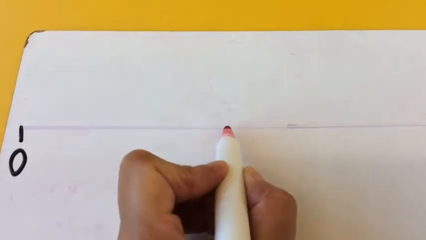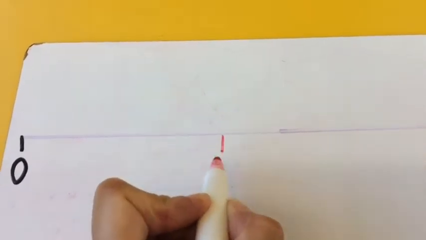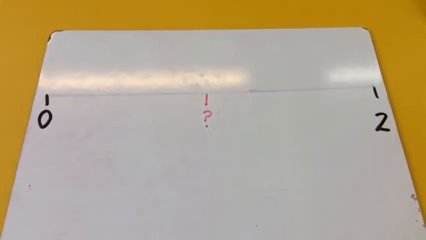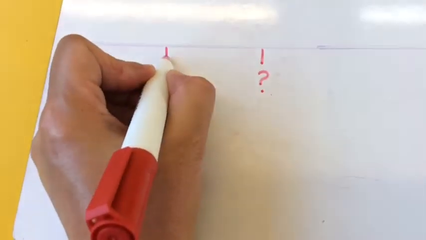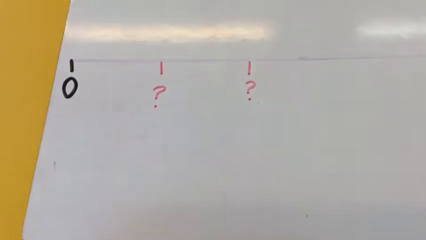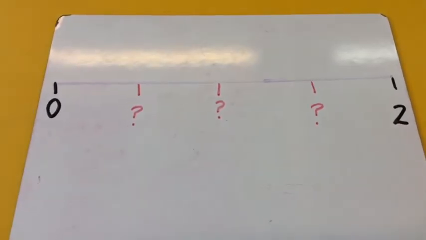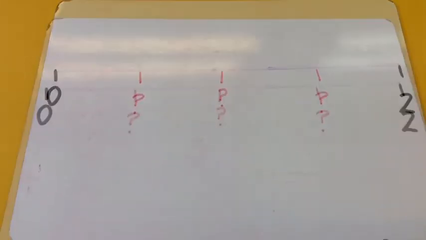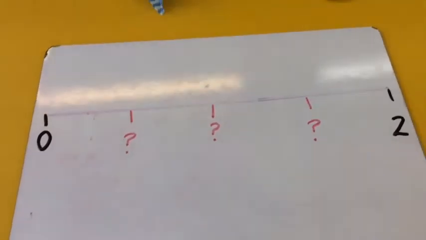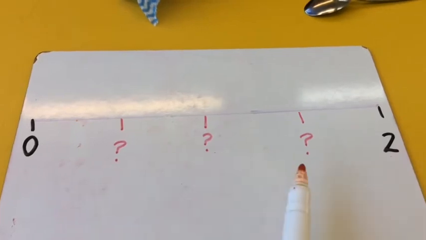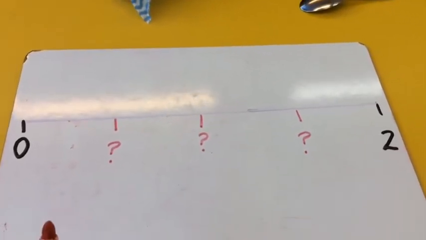So what goes right in the middle? Can you label it for me? So what would go there? And what would go there? Pause the video and fill in your number line. Hopefully you've got a whole number here, but a fraction here and a fraction there.